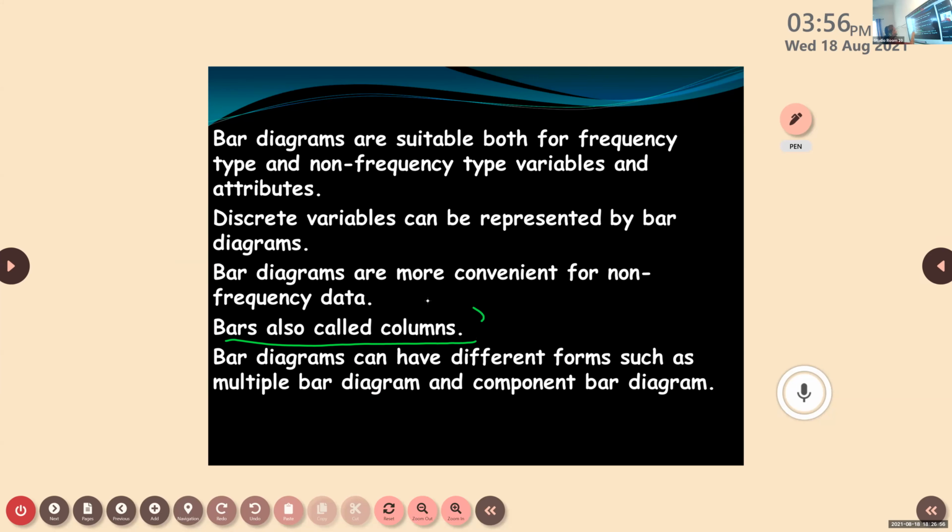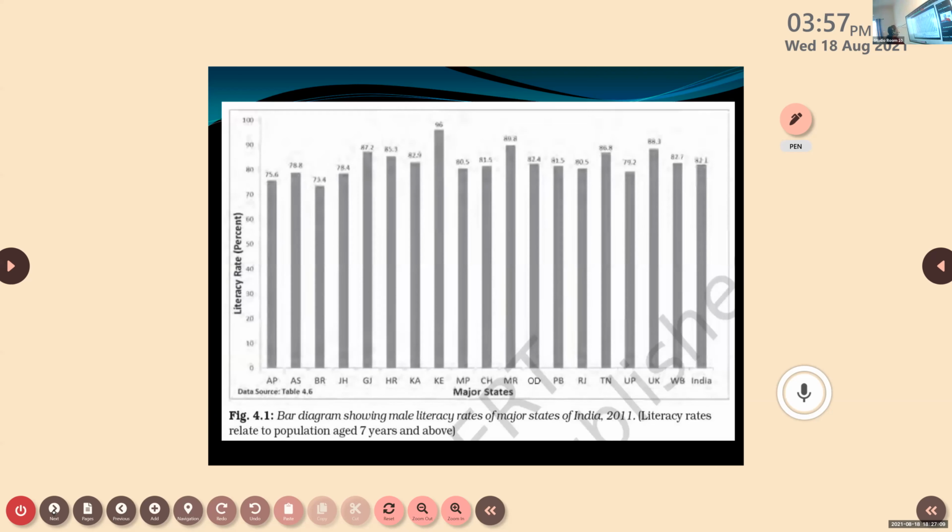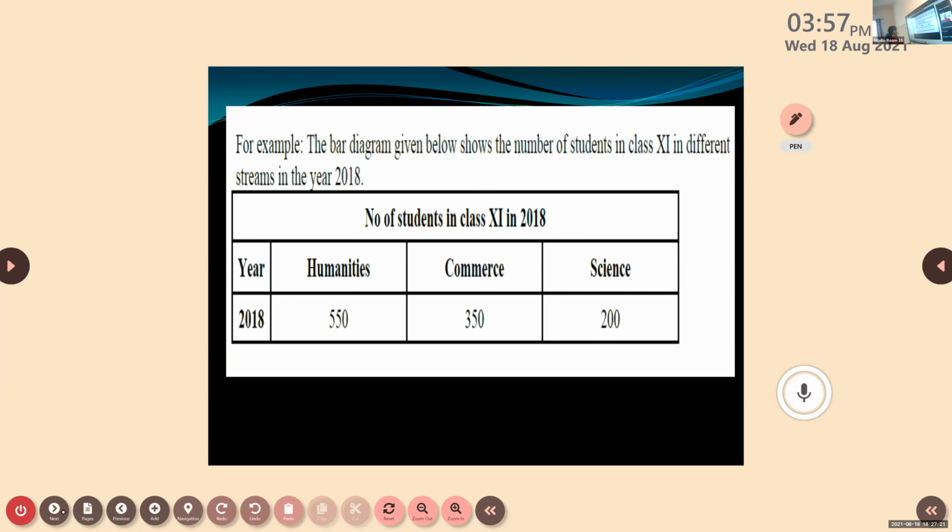I hope you can see the screen. Columns. Yes, columns. And bar diagrams, simple bar diagram is there. Other than that, we have multiple bar diagram and the component bar diagram. This is one example for simple bar diagram, where each and every number is represented through bars here. Next, you have done this.